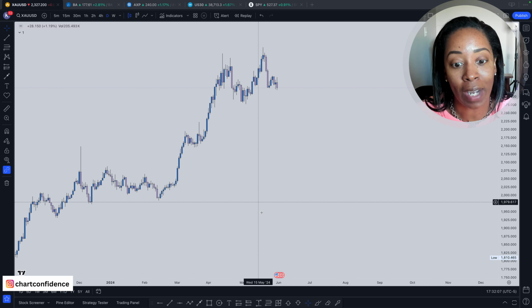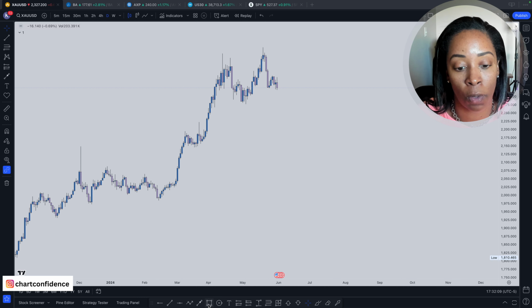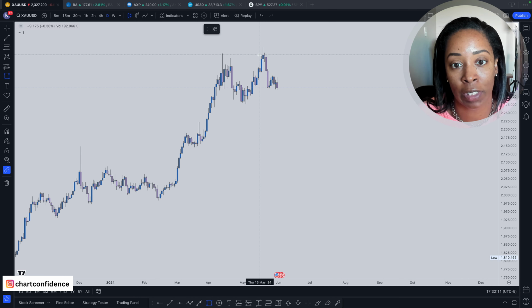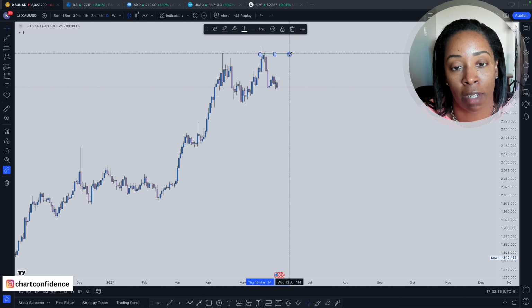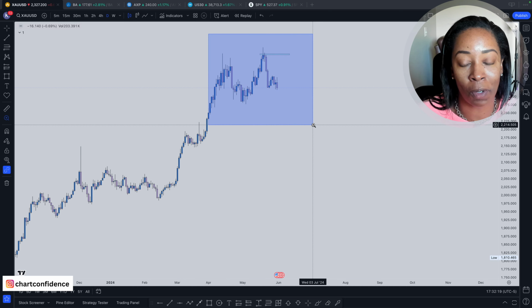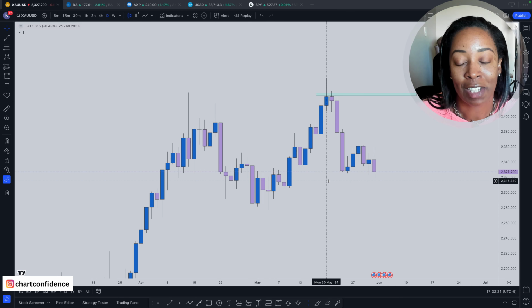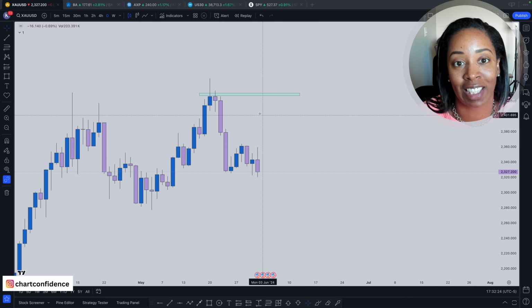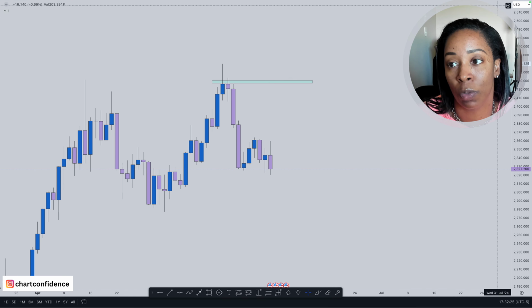So let's go ahead and mark up our charts. Let me get my boxes, and the first thing I want to mark up here on the daily time frame is this resistance level here. Okay, cool, I still have the teal on this particular market. I'm making this bigger so that it's a bit easier for us to see.